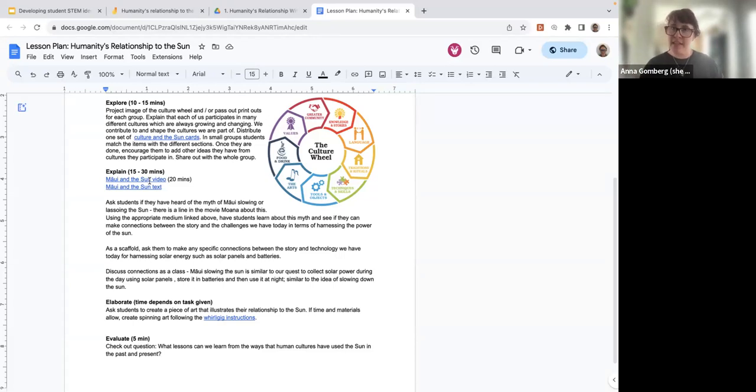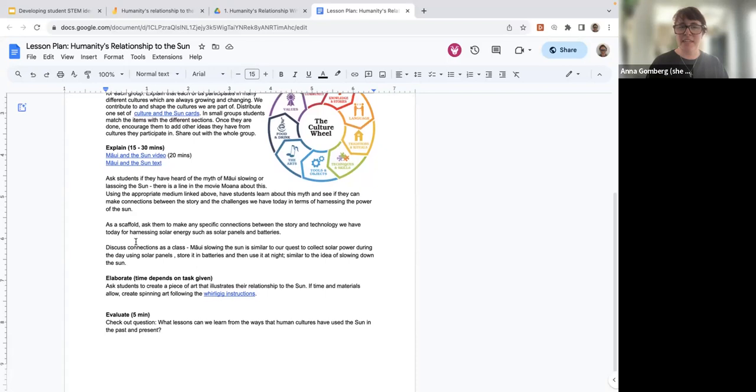I was like, oh, this is perfect. This is what we do with solar panels, right? The sun's only out certain hours of the day, but we want to use its power later in the day or early in the morning. So we slow down the sun by saving that power. So there's just something to look into if you think your kids would be interested in it.